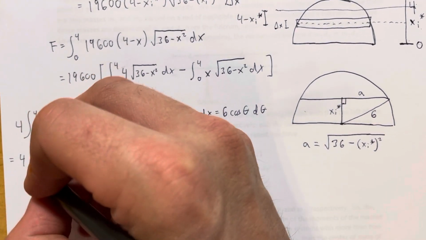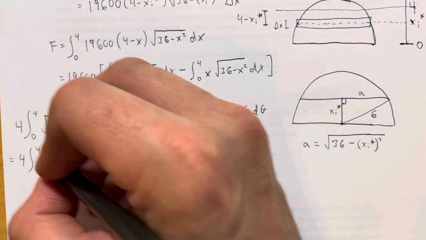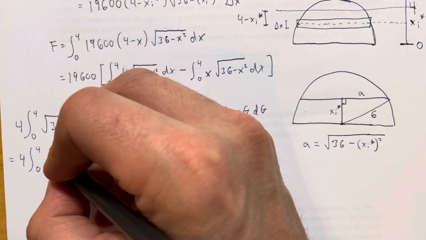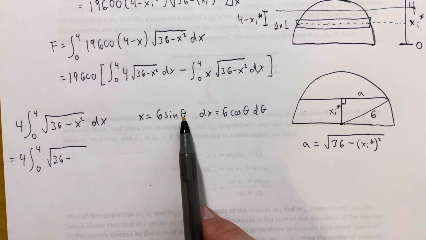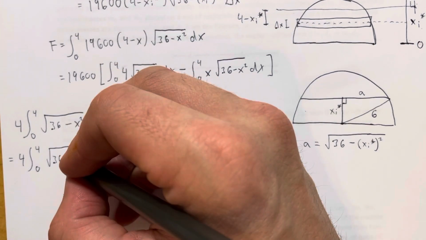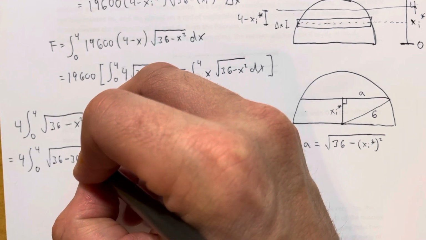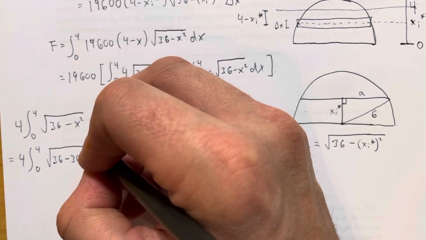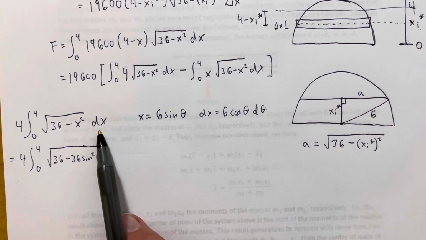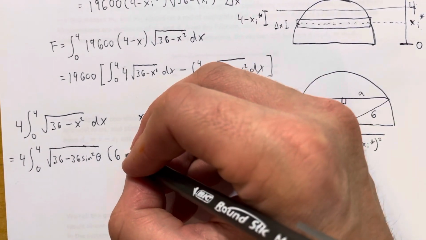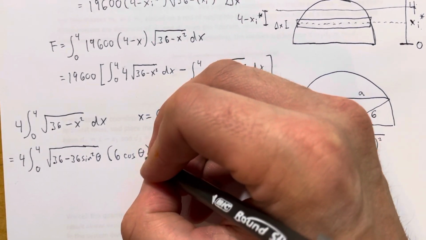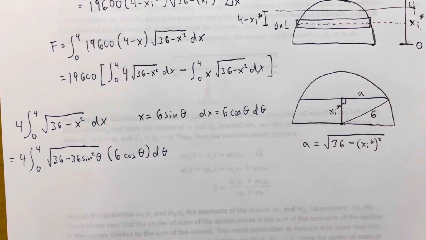4 times the integral from 0 to 4 of the square root of 36 minus, so this is going to be 6 sine theta all squared, which gives me 36 sine squared of theta. My dx here is going to become 6 cosine theta d theta. And then I'm going to do a whole lot of simplifying here.